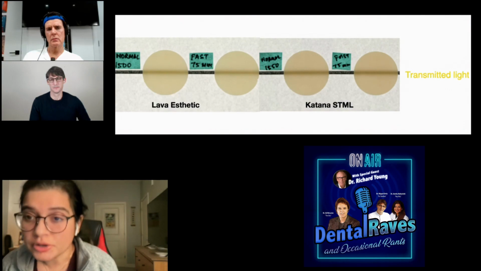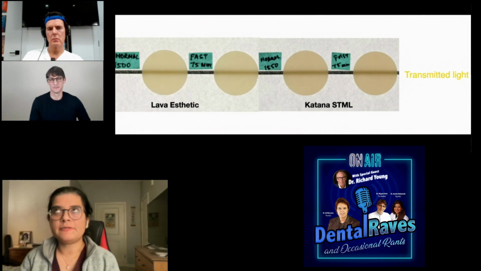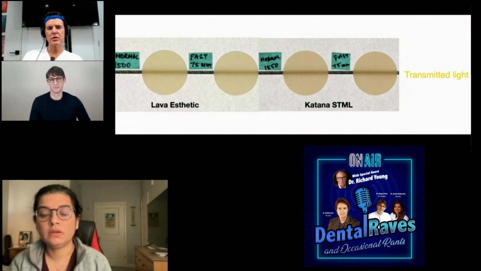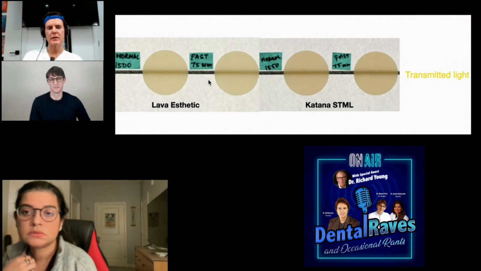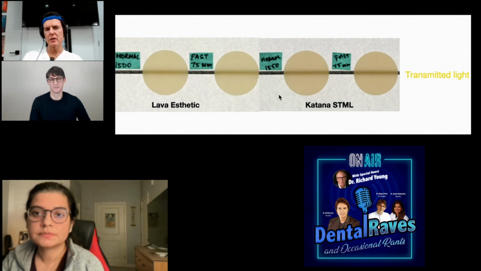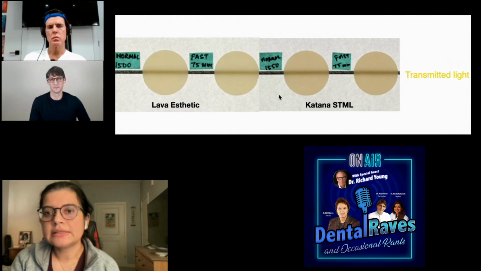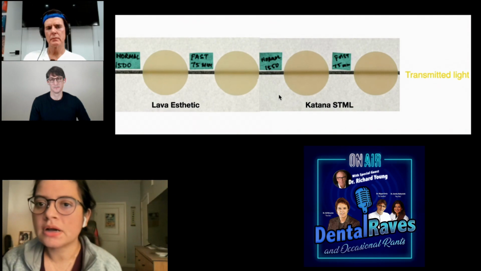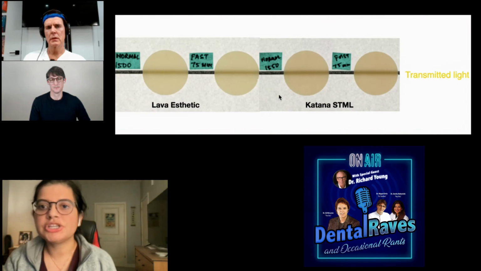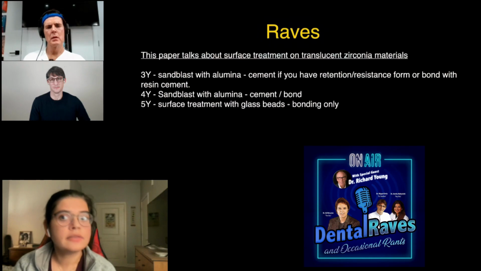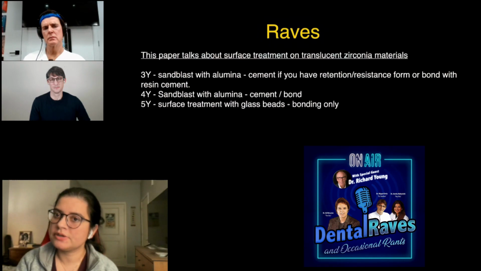Both of these materials are 5Y materials, but they look different in chroma, and both of them are A2. It also showed that if we slightly fired at different temperatures, there's a subtle difference in color too. Correct, sorry, I forgot to mention that. So you can see that a fast sintering cycle would change the chroma and translucency a little bit as well. And this paper talks about surface treatment on translucent zirconia materials.